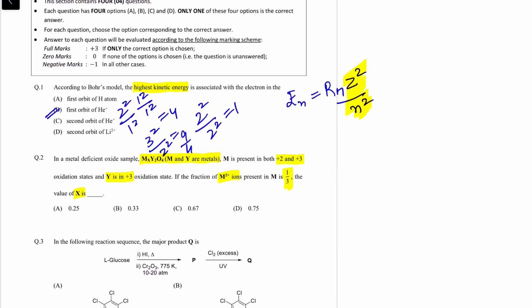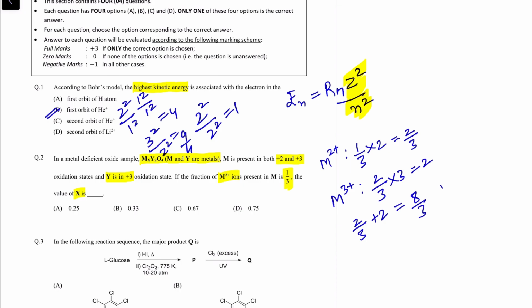Alright, now for M2+ the fraction is 1 by 3, then obviously for M3+ the fraction would be 2 by 3, 1 minus 1 by 3. The charge on M2+ is 2, so the total charge is 2 by 3, and the charge of M3+ is 3, so the total charge on M3+ ions would be 2. The sum of these charges, 2 by 3 plus 2, so this would be 8 by 3, so that is the average oxidation state of metal.